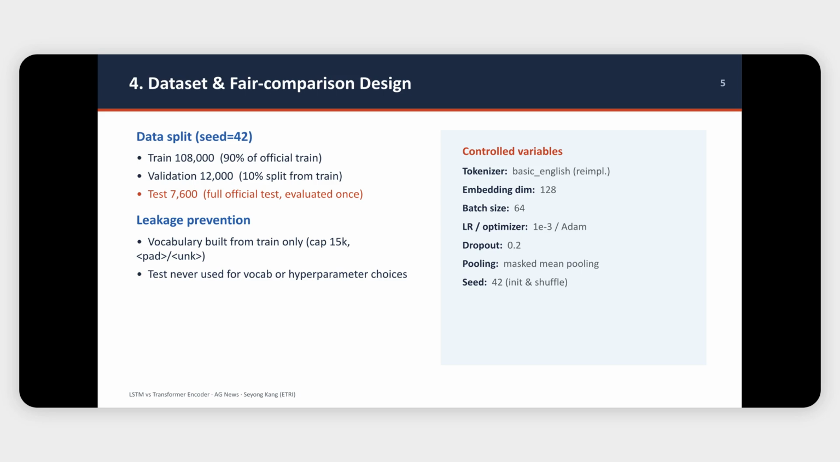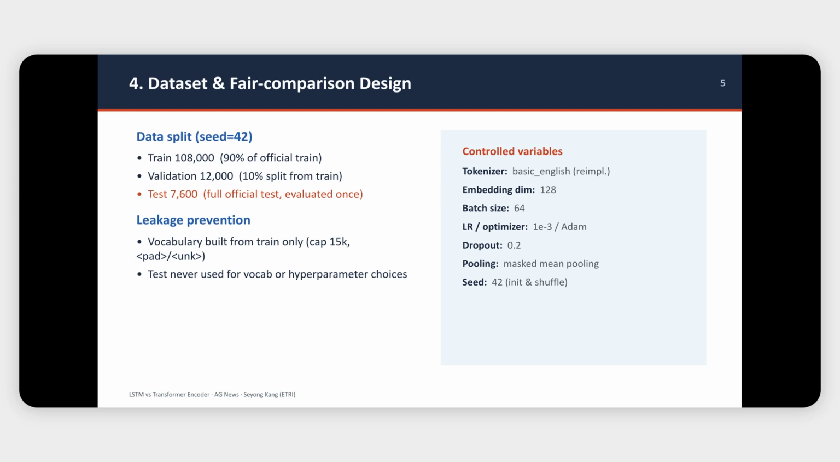The data is split into 108K train and 12,000, sorry, 20,000 for checking during training, and 7,600 tests. The test set is used only once at the end. The key is avoiding cheating. The word list is built from training data only. Using the test set words would inflate the scores.